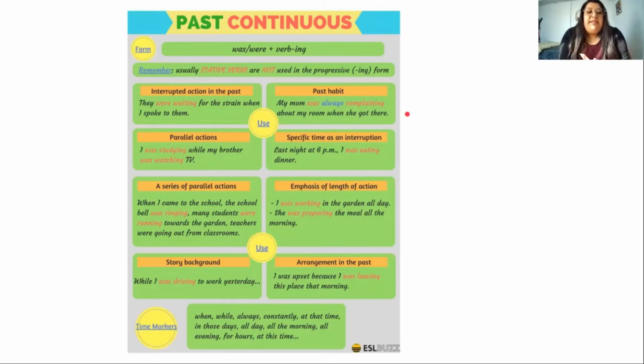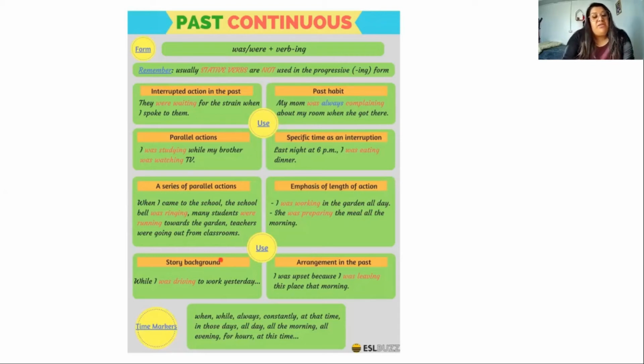Then we have specific time as an interruption. Last night at 6 p.m. I was eating dinner. ¿Ya? Aquí damos el tiempo en específico. Then we have a series of parallel actions. Ya tenemos una serie de acciones en paralelo. Ya, seguimos con lo mismo. Then we have the emphasis of the length of the action. I was working in the garden all day and she was preparing the meal all the morning. Ya, aquí nos estamos dando el enfoque en la duración de la acción.